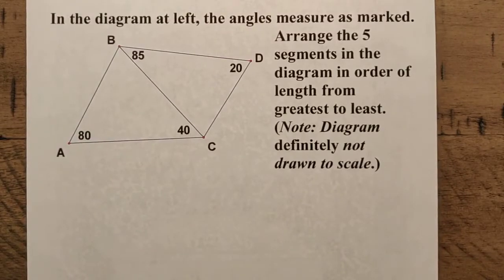Okay, so we're going to start with a relatively straightforward starter problem here. I've got a picture with what appears to be two triangles that share a side BC, and I've labeled some of the angles for you. You want to label the lengths of the 5 segments in order from greatest to least.